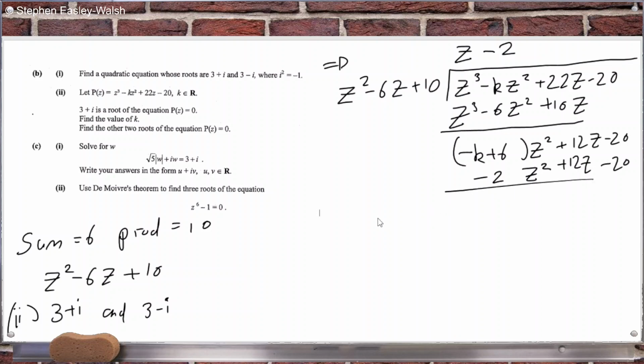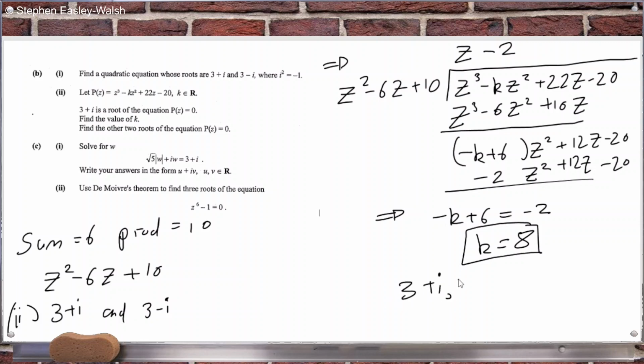So therefore minus k plus 6 has to equal minus 2. So that means k would equal 8 then. That's what it has to be. So I've got the roots, and the roots are 3 plus i, 3 minus i, and 2.